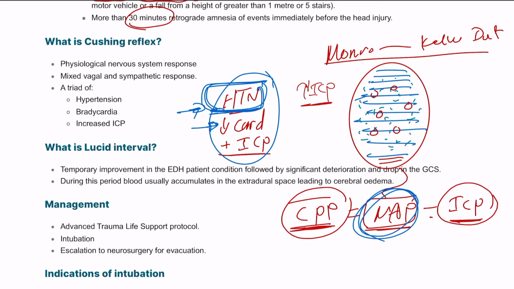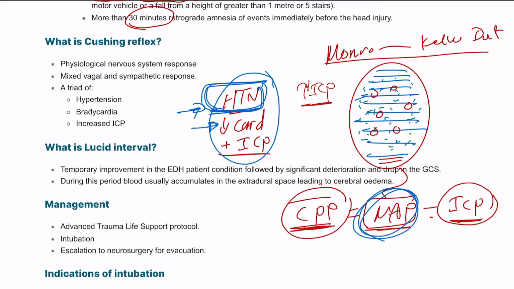In epidural hematoma or extradural hematoma, there is an interval called the lucid interval. So what happens is, it's a temporary improvement in the patient's condition, in patients with epidural hematoma, followed by sudden loss of consciousness with a drop in the GCS. So this is called a lucid interval.